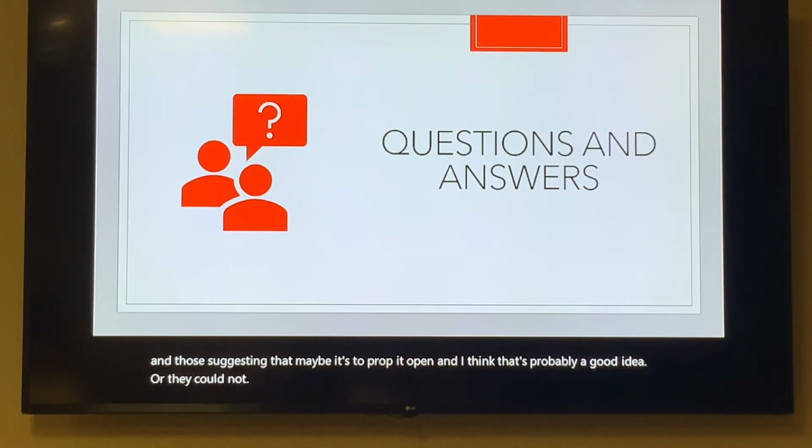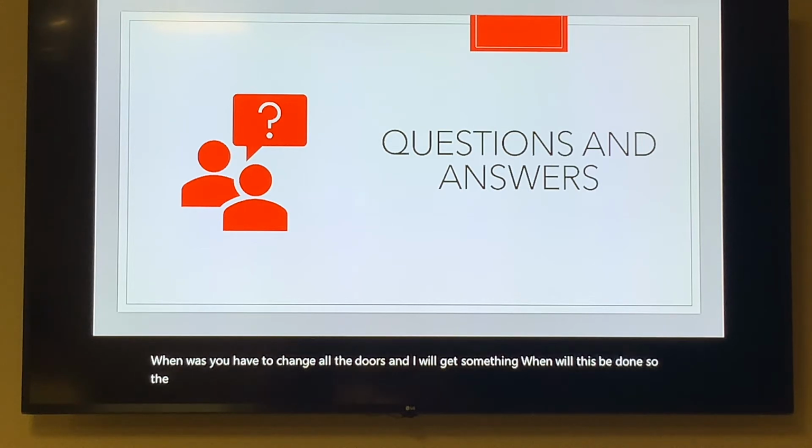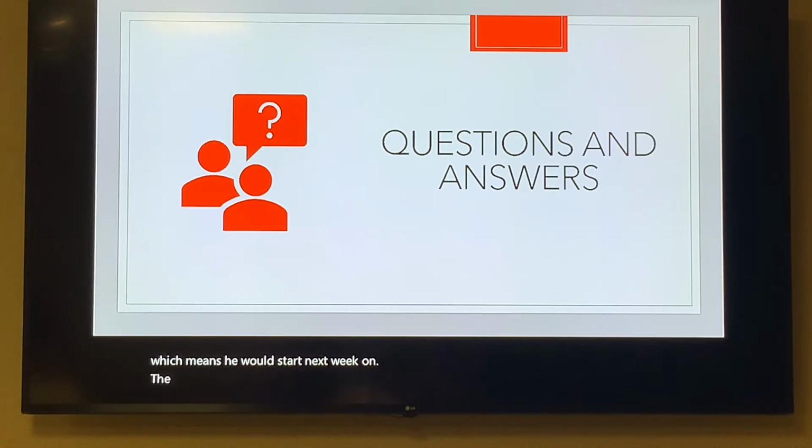I want to know, will you have to change all the doors, and when will this be done? So the question relates to the timing of the project. We spoke with Nathan this morning, and Nathan anticipates having all the perimeter doors done by close of business Friday, which means he would start next week on the actual apartments.